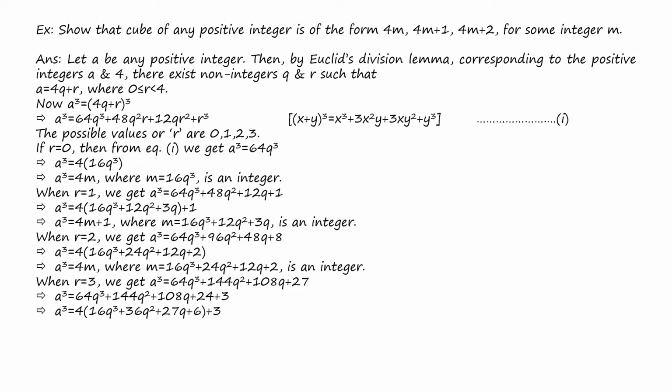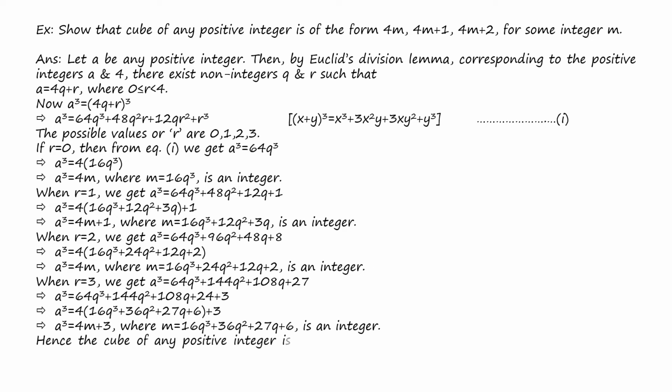Or taking 4 common, we get 4 into 16q cube plus 36q square plus 27q plus 6, plus 3, which is of the form 4m plus 3, where m equals 16q cube plus 36q square plus 27q plus 6, which is an integer. Hence, the cube of any positive integer is of the form 4m or 4m plus 1 or 4m plus 3 for some integer m. Hence proved.